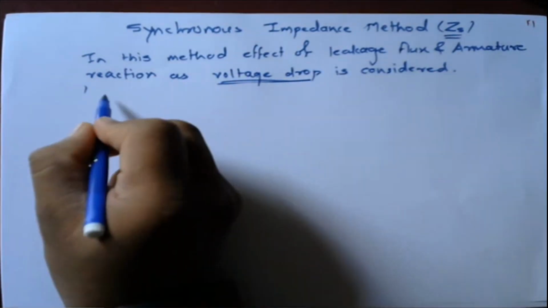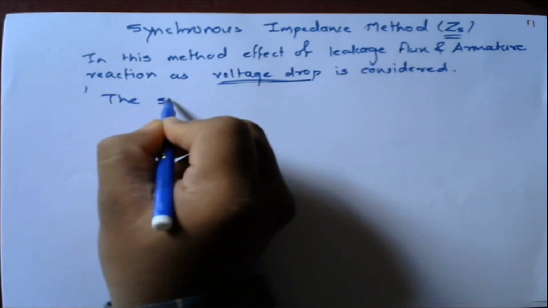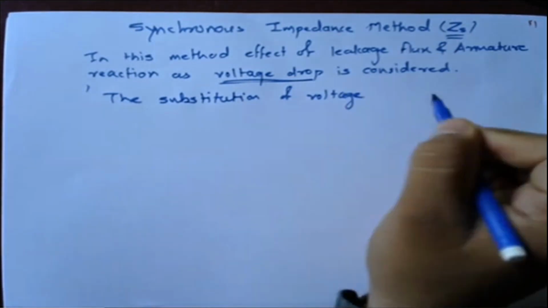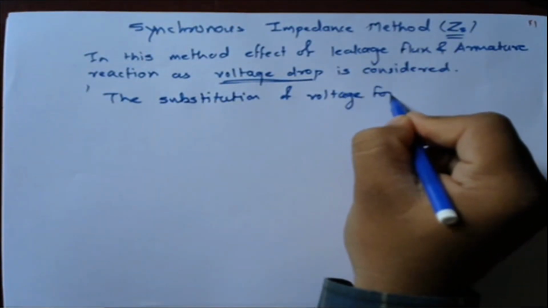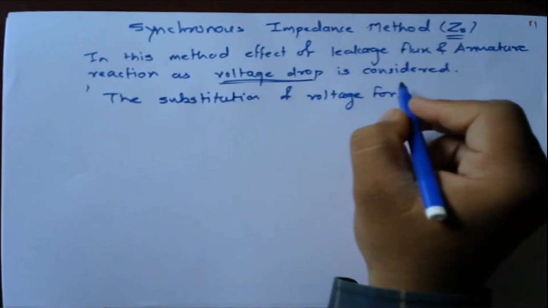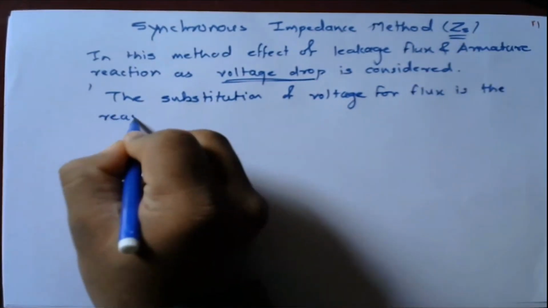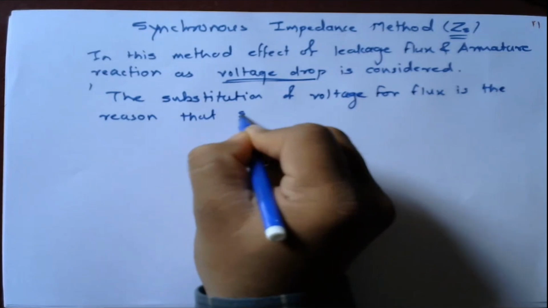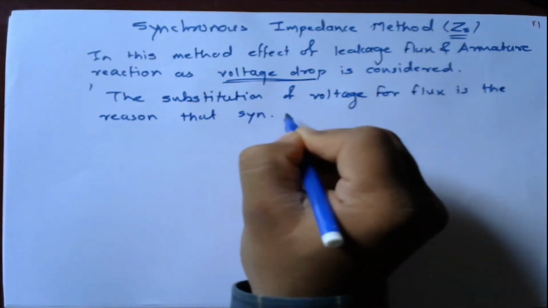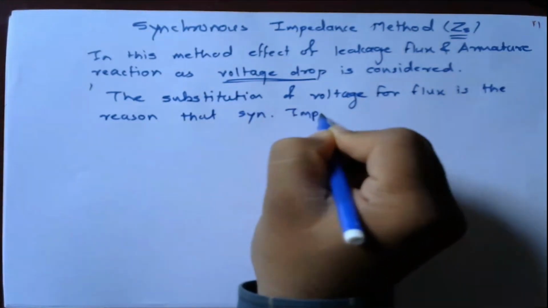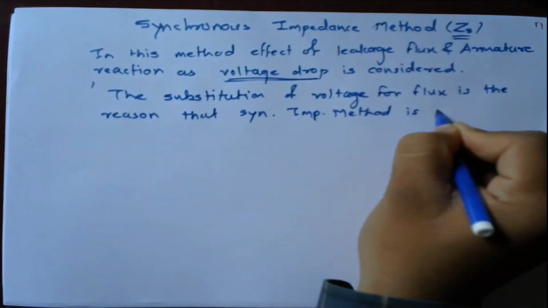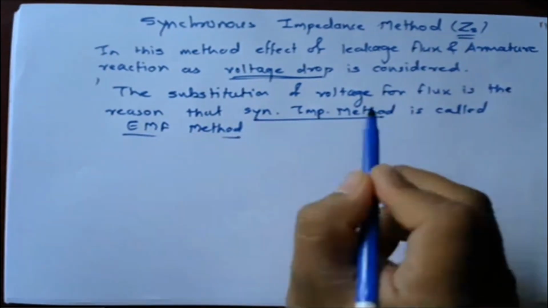So the substitution of voltage for flux is the reason that the synchronous impedance method is called so. Such types of questions may be asked in your oral examination. I hope this is clear to everyone.